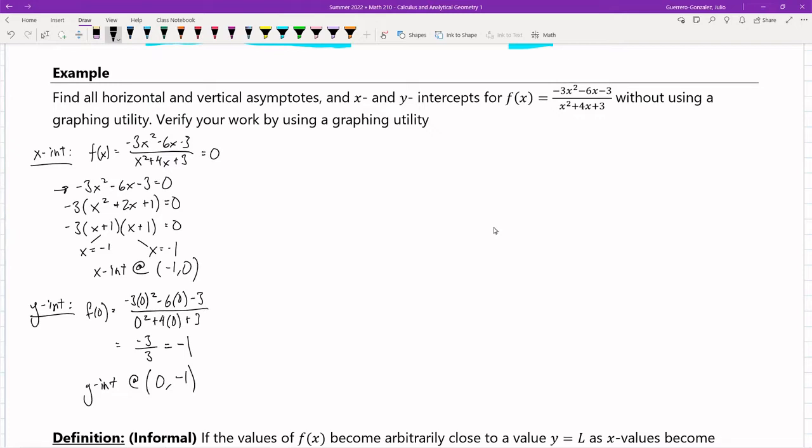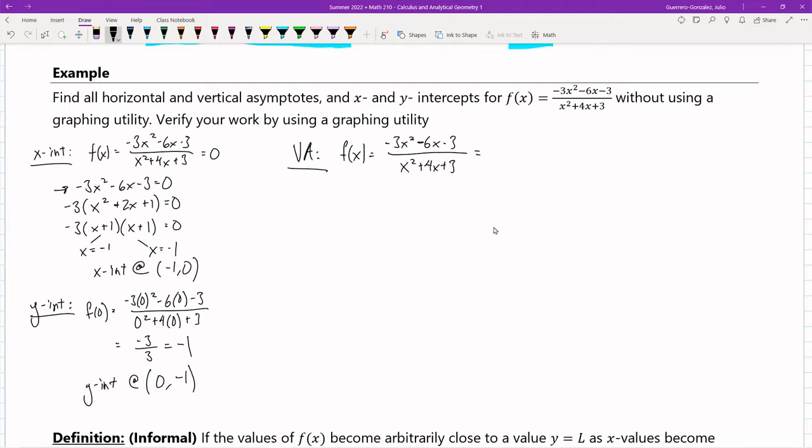Let's do vertical asymptotes first. So we have a division here, right? You notice we have the division here. What we're doing in essence is finding the domain at the same time as finding the vertical asymptotes, right? So f of x is going to be equal to -3x squared minus 6x minus 3 all over x squared plus 4x plus 3.